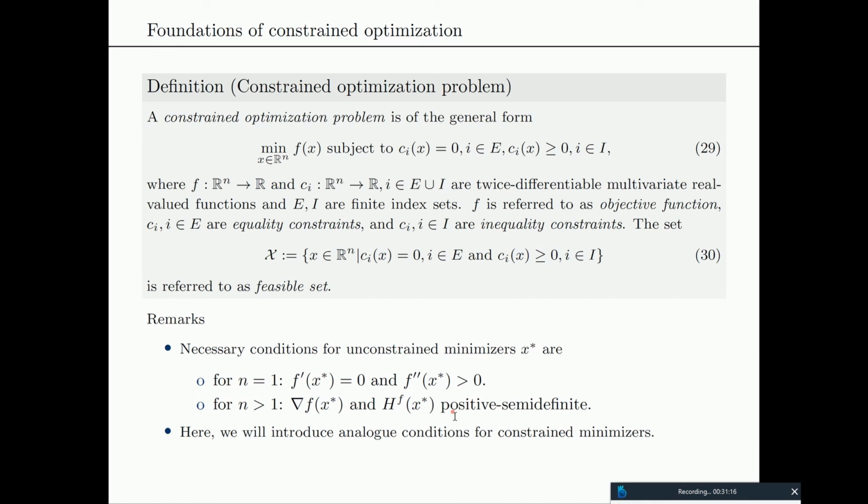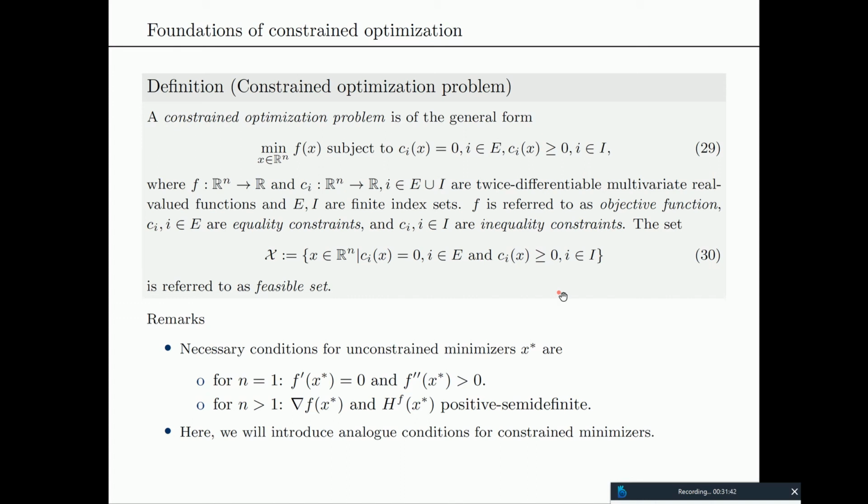Because this kind of computing the first derivative, setting it to zero, and maybe checking the second derivative, of course, doesn't account for any constraints that there might be on the values of x, in the sense that this minimizer is only allowed to occur at specific locations. Questions about this general constrained optimization problem?